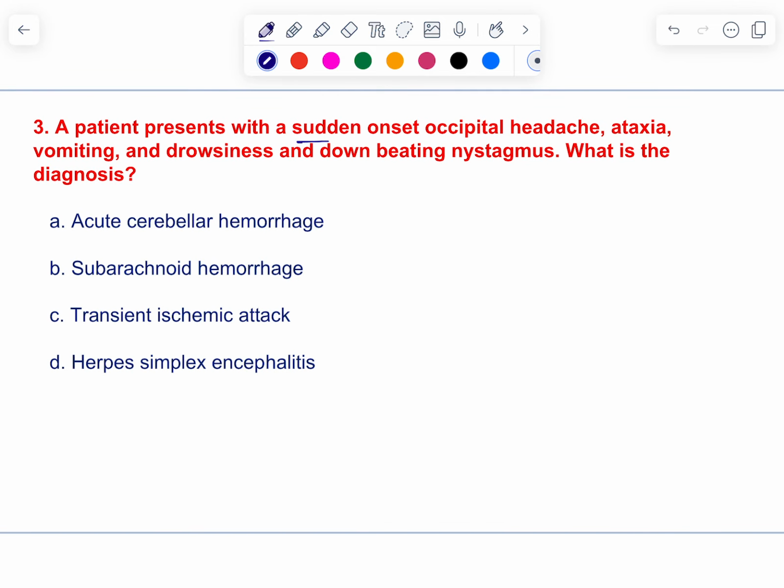A patient presents with sudden onset occipital headache. There is also ataxia, vomiting, drowsiness, and downbeating nystagmus. What do you think is the diagnosis? Acute cerebellar hemorrhage, subarachnoid hemorrhage, transient ischemic attack, herpes simplex encephalitis. So there is occipital headache. Along with that, there is downbeating nystagmus. So this occipital headache, ataxia, downbeating nystagmus, all these are in favor of the acute cerebellar hemorrhage.